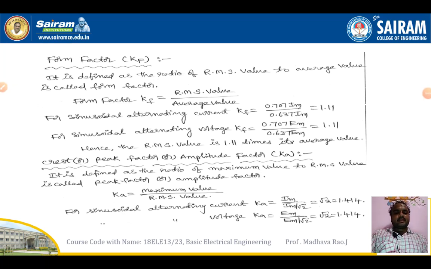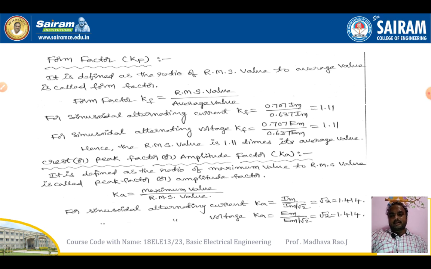In the previous video we have seen the average and RMS value of sinusoidally varying voltage and current. Here we will see the form factor and peak factor of a sinusoidally varying quantity, either voltage or current. Both will have the same form factor and peak factor value, because they are factors. If you calculate the form factor or peak factor, it will be the same for both voltage and current waveforms.